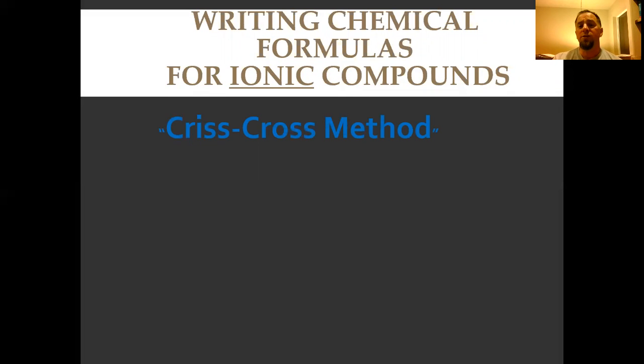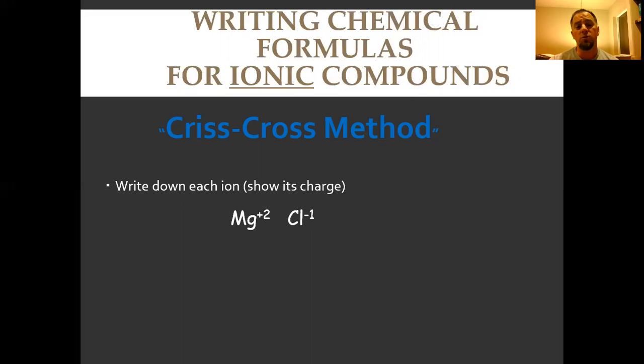So a way to think about this is using the crisscross method. We want to write down each ion. When you are trying to determine the chemical formula for an ionic compound, these are the steps you're going to take. Write down each ion, including its charge. So for magnesium, I would write down magnesium 2 plus and chlorine 1 minus, or just minus. Again, you don't need the 1 there, but we're writing this just to give you a good visual of how this works. Draw crisscross arrows.